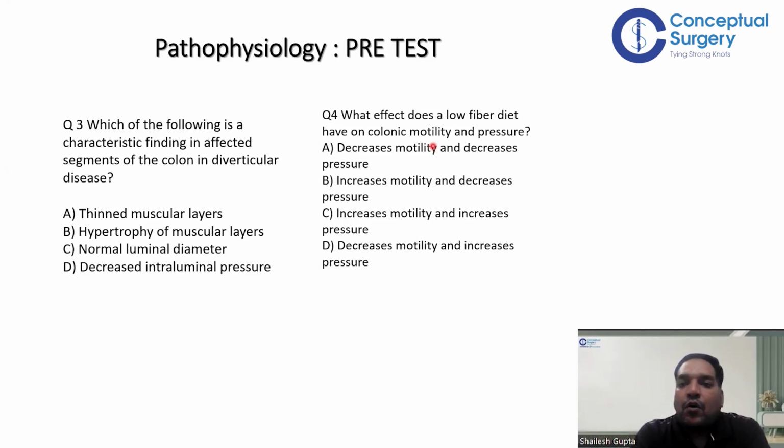Question number 4, what effect does a low fiber diet have on colonic motility and pressure? It leads to decreased colonic motility and decreased colonic pressure. It leads to increased colonic motility and decreased colonic pressure. It leads to increased colonic motility and increased pressure. And it leads to decreased motility and increased pressure.